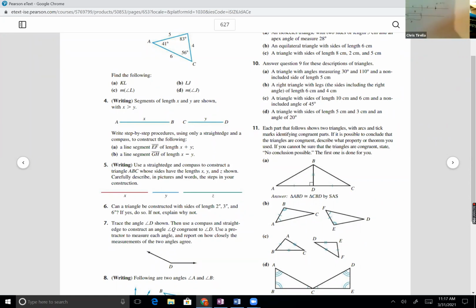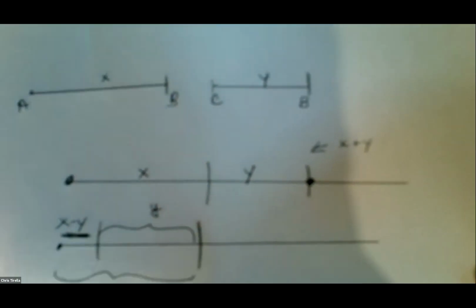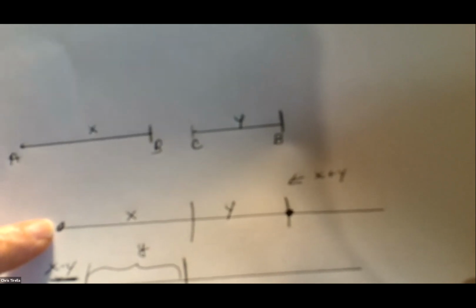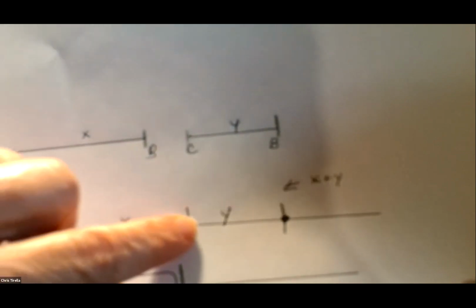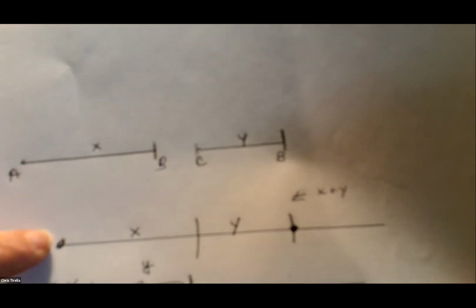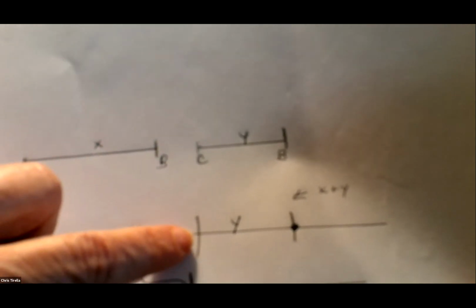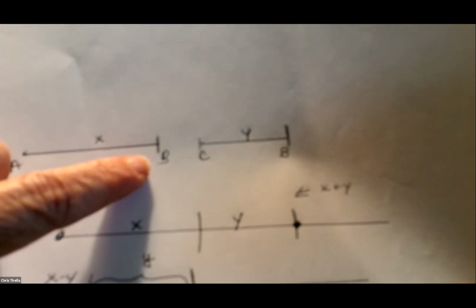So I'm going to stop sharing. Last class, we drew a segment of length X and we drew a segment of length Y. To get a segment whose length is X plus Y, we started by drawing a much longer ray. And then with our compass, we put the point at A, we swung an arc at B, and we used that same radius here. So from this point to this point should be the same length as X.